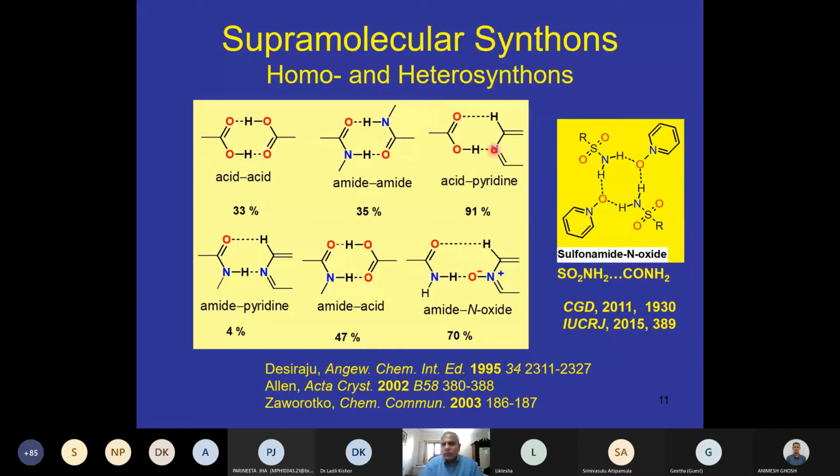So you need two different functional groups, say a carboxylic acid and an aminopyridine, or a carboxylic acid and an amide, and that essentially set the stage for what has happened in the last 15 years, and that's what we are going to take a quick overview of as we move along.